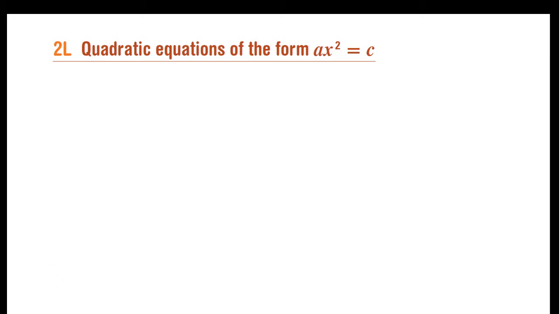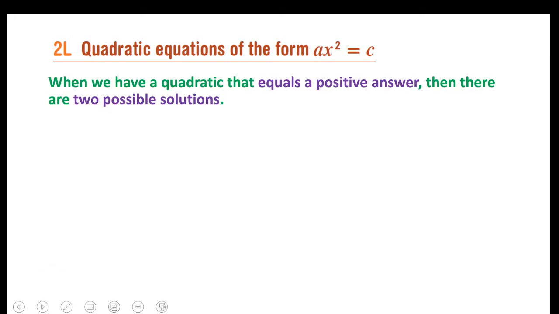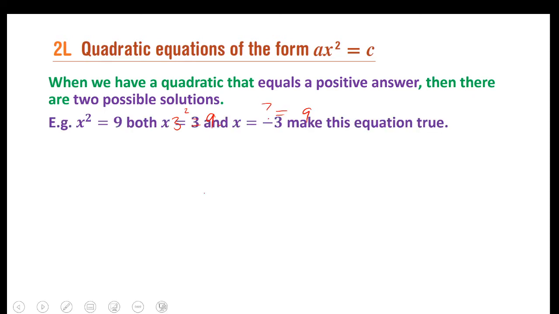Okay? So when we have a quadratic that equals a positive number, then there are two possible solutions, okay? So what do I mean by that? Well, think about if I'm asking you, okay, what number do I square to get an answer of 9? So what times itself is equal to 9? Now, the very obvious number is 3. So 3 squared is equal to 9. But there's actually another answer that is also equal to 9. And in this case, it is when x is equal to negative 3. Okay? So negative 3 also works.